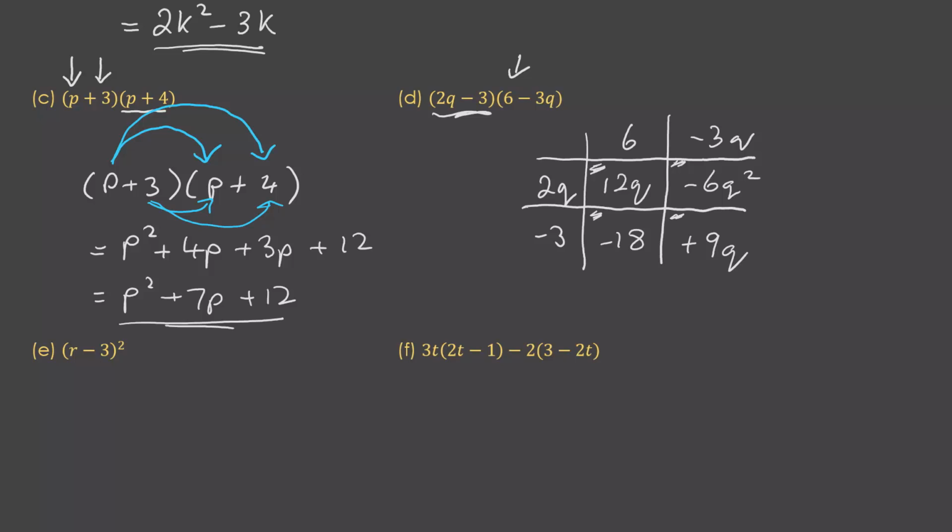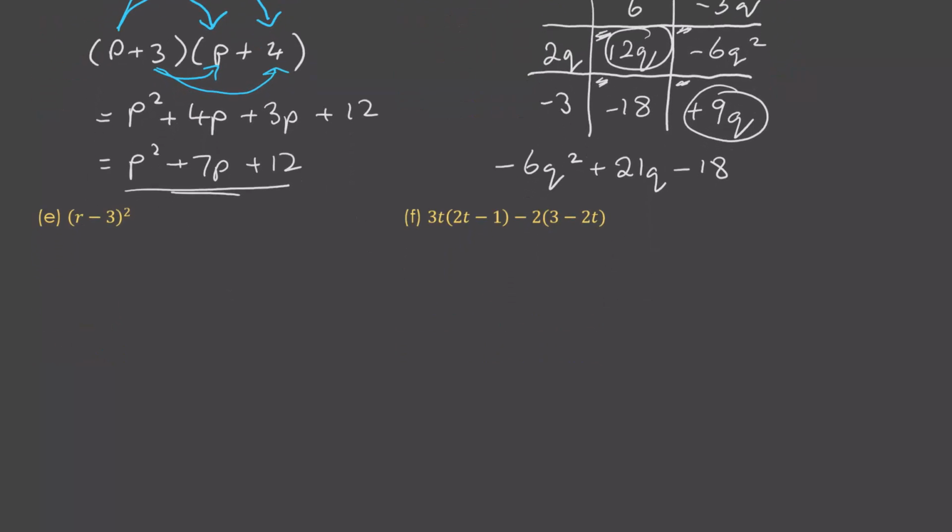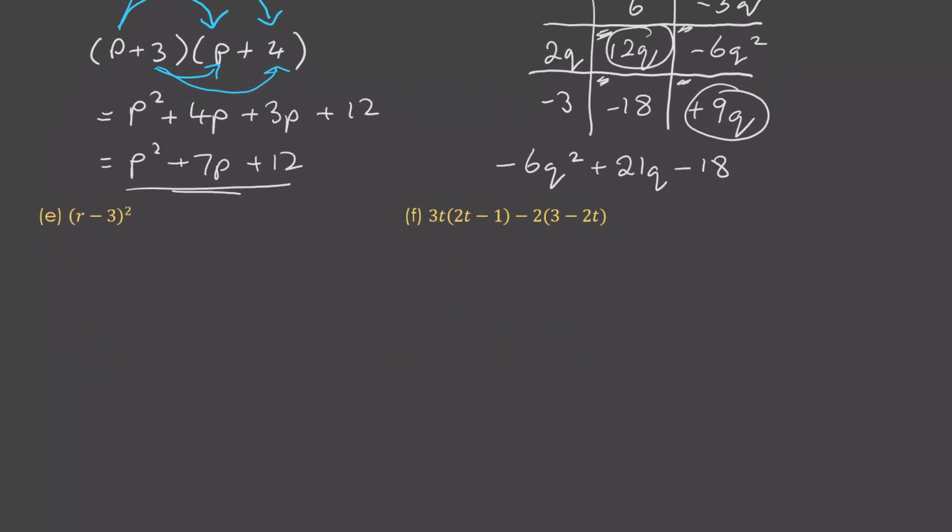So if we now put that together, I've got negative 6q squared. I've got 12q and 9q, which is 21 q's. Take away 18. So just like the crab claw, the grid is a way of making sure we do all of the multiplications. Let's stick with the crab claw for the next examples.